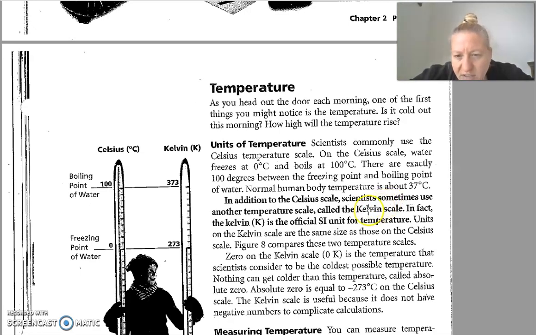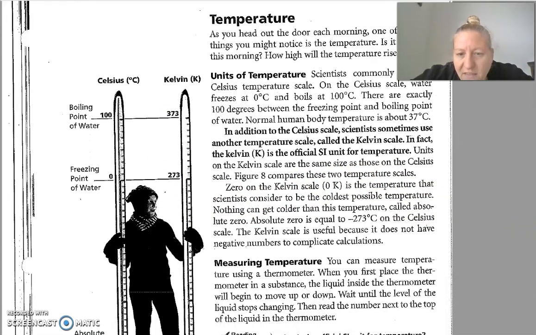In addition to the Celsius scale, scientists sometimes use another temperature scale called the Kelvin scale. In fact, the Kelvin scale, notice that, not Celsius, is the official SI unit for temperature. Units on the Kelvin scale are the same size as those on the Celsius scale. Figure 8 compares these two scales.